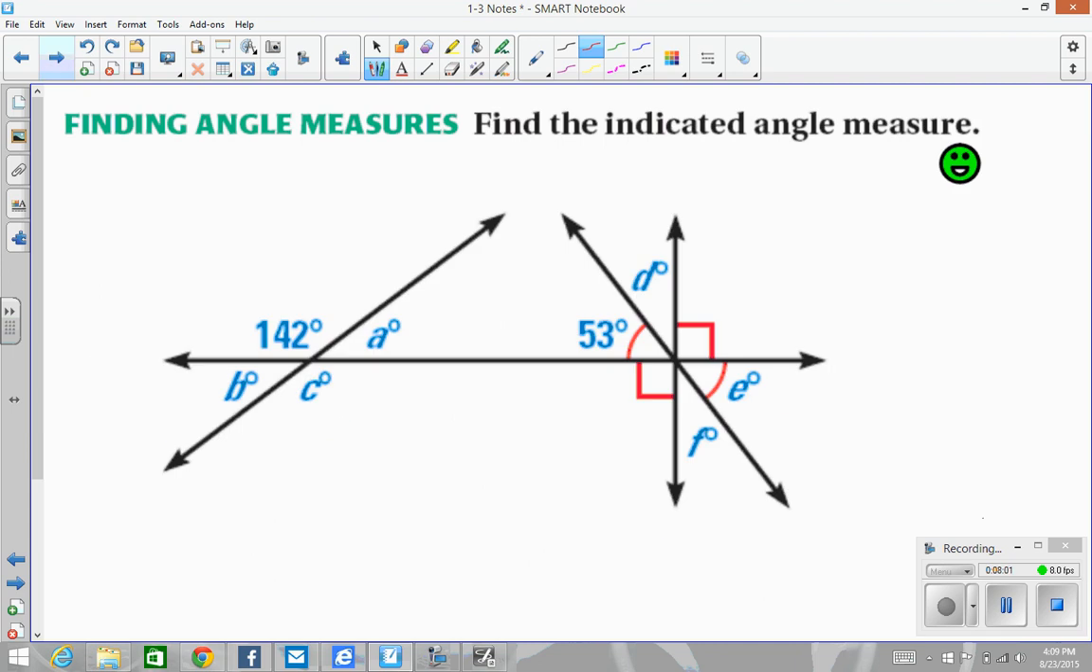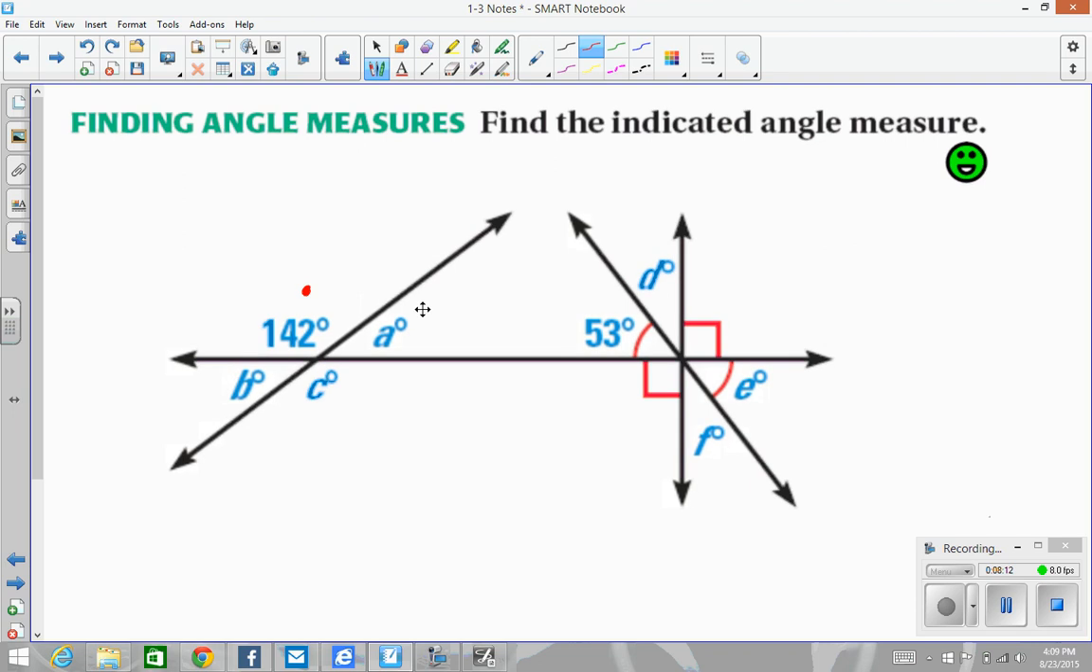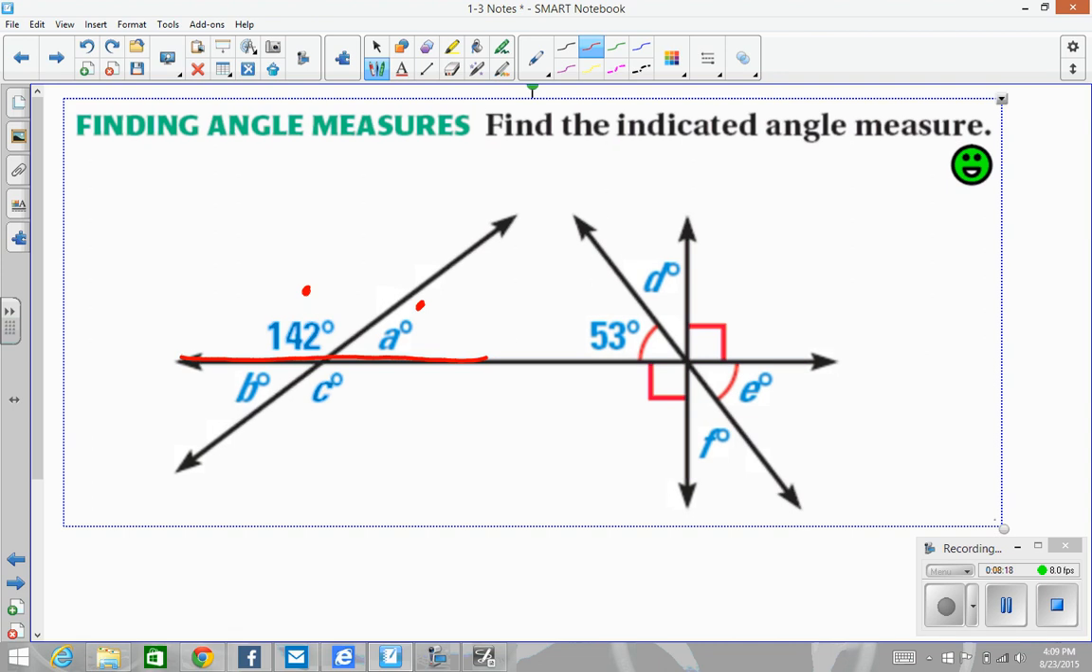Okay, so now we've talked about angle addition. I want you to think about the special angle pair types that we know. And so we know that this angle right here and this angle right here make this straight angle, so they should add up to be 180. So that leaves 38 for here. And so you want to use that information to find B and C also.